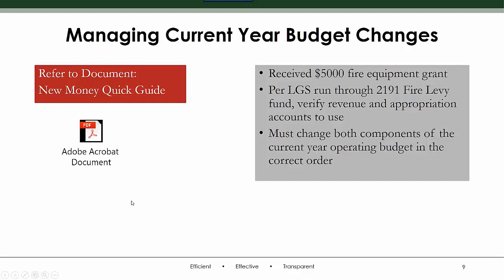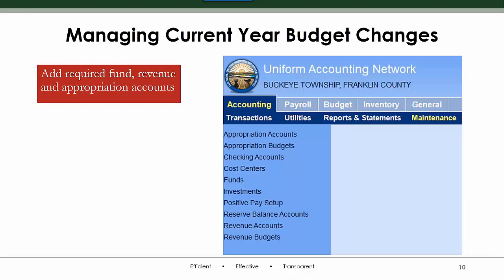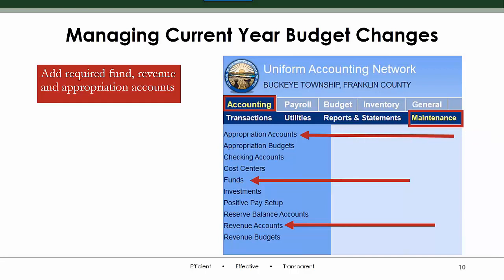So you have to do these things in order, so let's talk about that. I have to add the structure in place, and to do that I would go to accounting, maintenance, fund first, revenue account second, appropriation accounts third, right? Fund, revenue, appropriation accounts. So I have to put the structure in place.